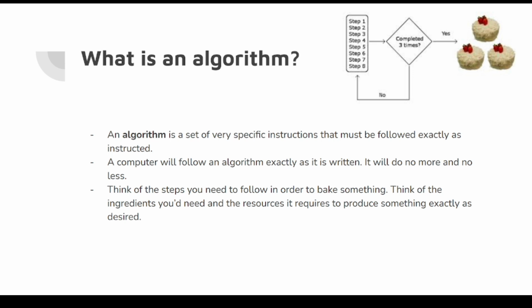So, for an example, think of the steps you need to bake. Like you're baking a cake, right? You need to know all the ingredients. You need to know if you need an oven. You need to know if you need a microwave for any of the ingredients. There are a specific set of things you need and a specific set of steps you need to follow in order to achieve your final product.